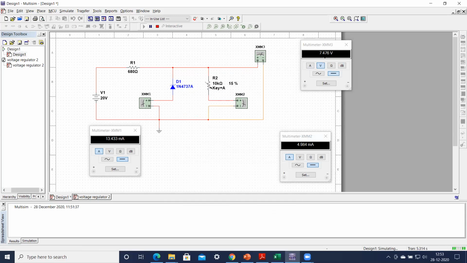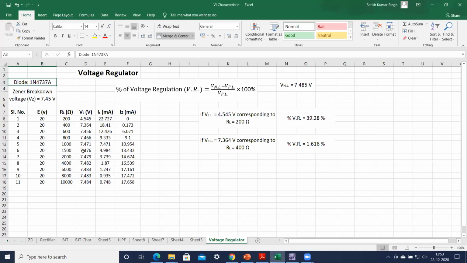Now you have to note down all these values, and then note them into your table. So these values we have noted down. Now again you go back, and then we have to measure the values for 2 kilo ohms.